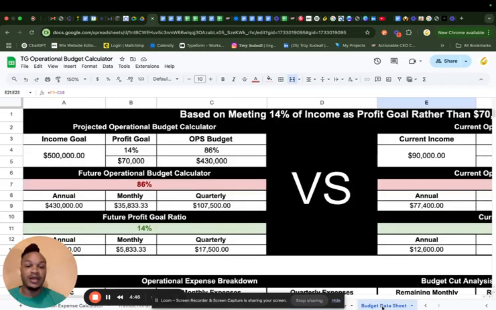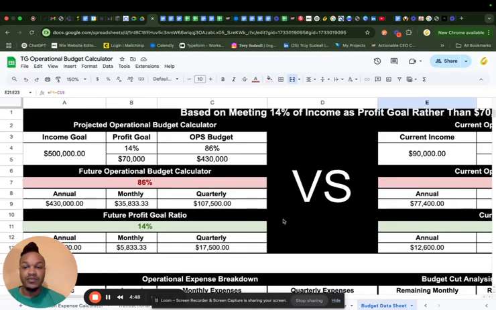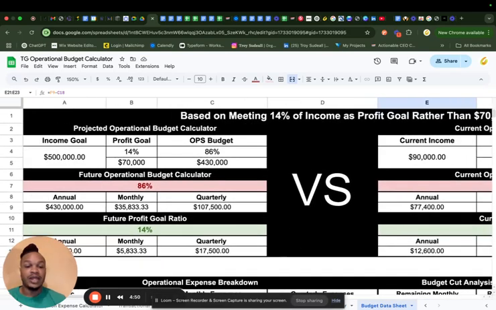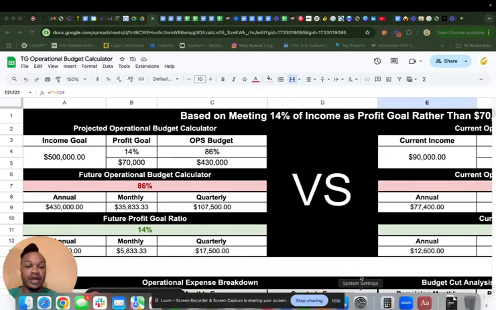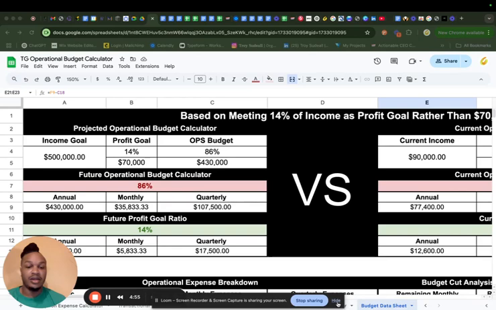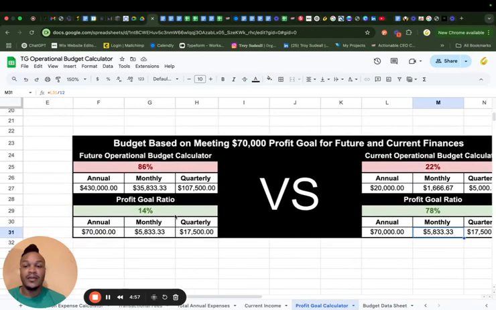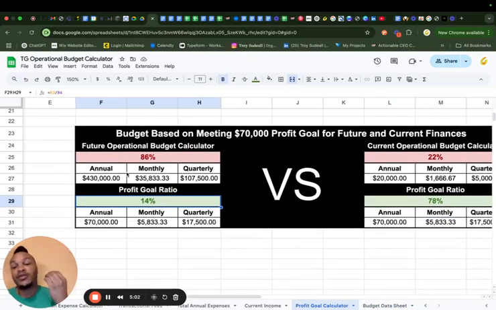So on this next page, it shows us how to do that by percentage. Before I show you that, for our future goal of the $500,000, right? When we make $500,000 as our income goal, $70,000 is supposed to be our profit. That is our goal, and that's the $5,833 monthly or $17,500 quarterly.